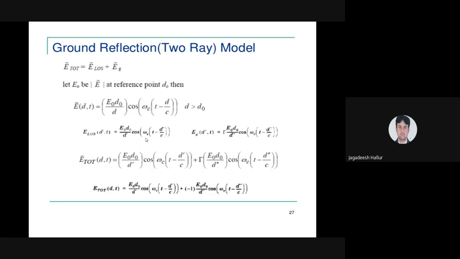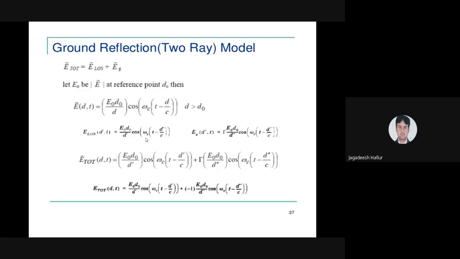One is a ground reflected and a direct line of sight wave. What is the equation for this? E with respect to D comma T. D is nothing but what? Distance between the transmitter and receiver. The small t represents the time required for a wave to reach from transmitter to the receiver.